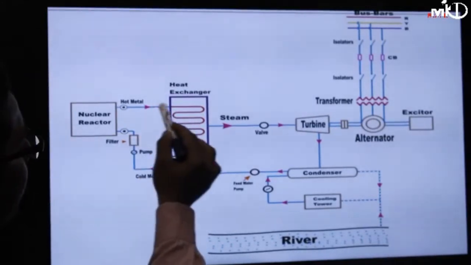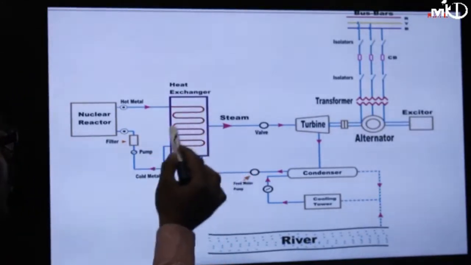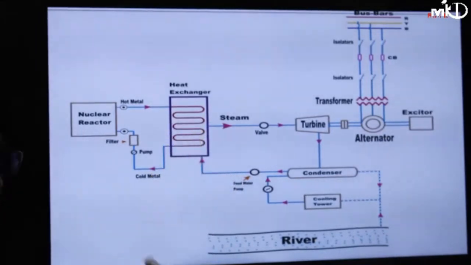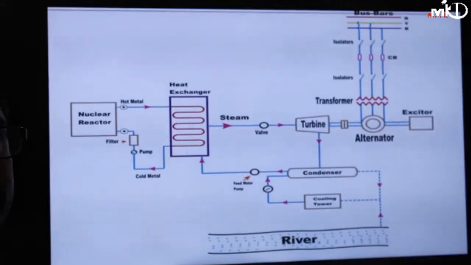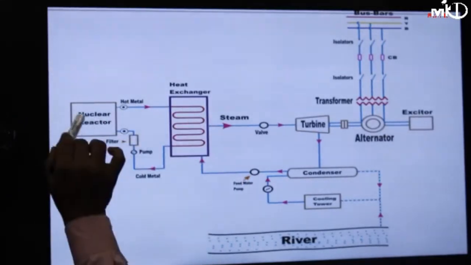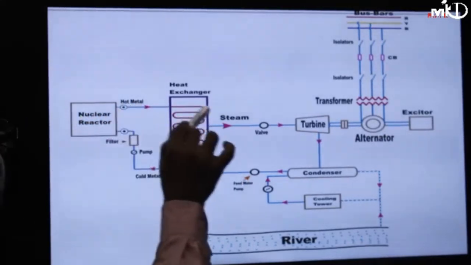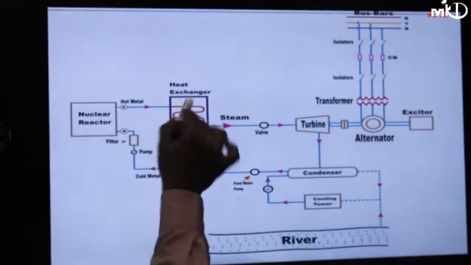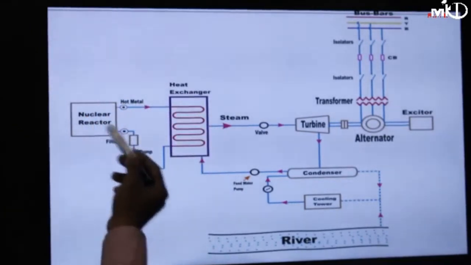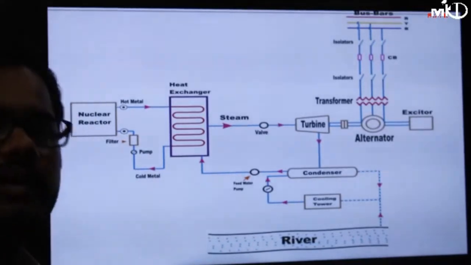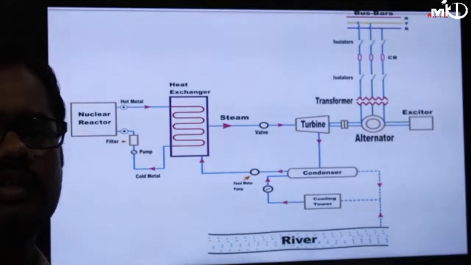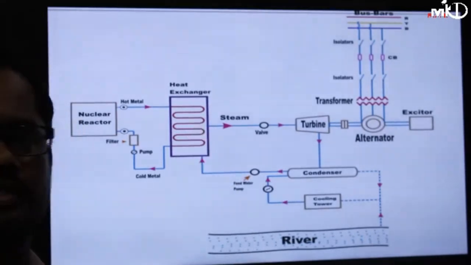Now after transferring the heat, the hot metal will cool, and again it will feed into that nuclear reactor. Okay, so this is one process of hot metal flow from the nuclear reactor to the heat exchanger, and again through your pump it is getting into the nuclear reactor, and the process is going on. Again it will be heated and flow inside the heat exchanger and produce the steam.